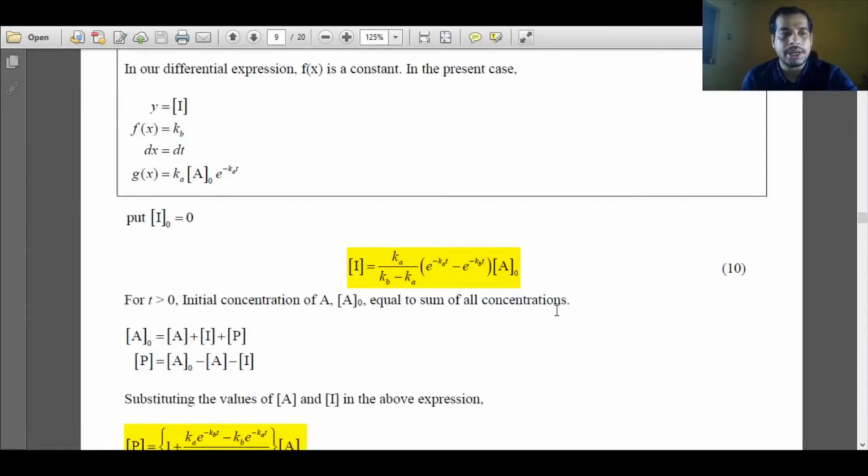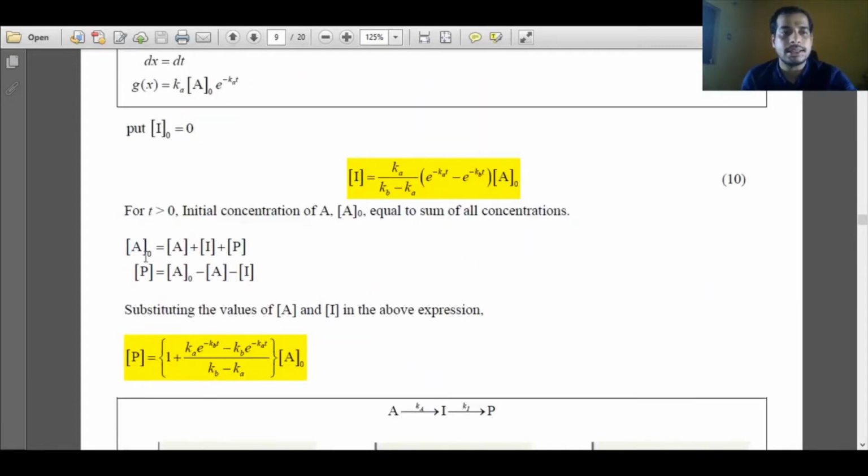So we have obtained an expression for reactant concentration and intermediate concentration. Now we will obtain an expression for product concentration. I can say that the initial concentration of reactant, that is A0, is equal to reactant concentration after time t plus intermediate concentration after time t plus product concentration after time t. So if I rearrange in form of product concentration, I will get A0 minus A minus I.